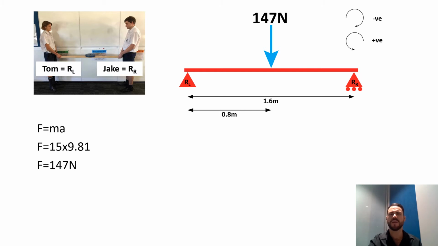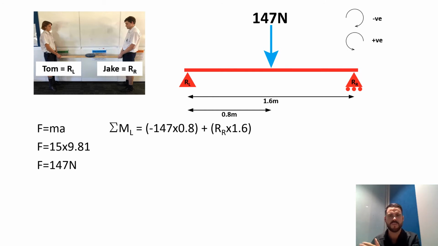Okay, we need to assume our directions. In this case, I'm going to work from the left-hand side. So I'm going to say that a clockwise movement is a negative value, and therefore an anti-clockwise or counterclockwise movement is going to be a positive value.